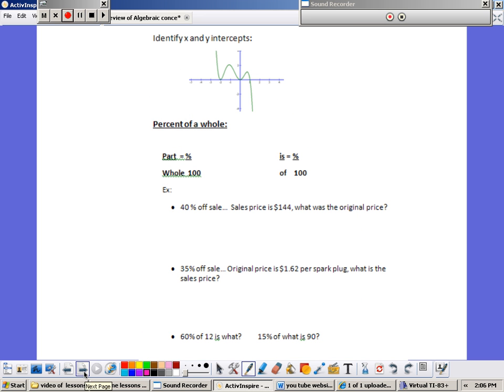Okay, so what are my x and y intercepts of what I have here? Well, I have an x-intercept here at -2, 0. I have an x-intercept here at 0, 0. And I have an x-intercept here at 1, 0. These are my x-intercepts. I have a y-intercept of 0, 0. That's my y-intercept.